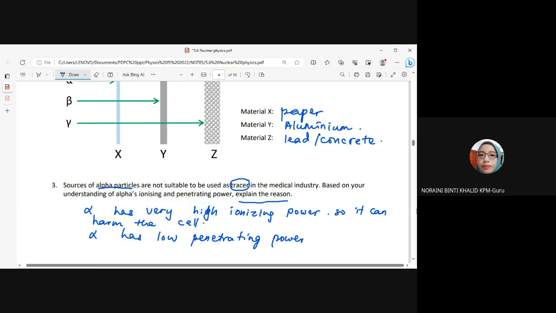Yes, ada apa tu? Ada saya check. Ada siapa nak masuk ke? Cuba request sekali lagi. Siapa tadi? Ada yang nak masuk ke?